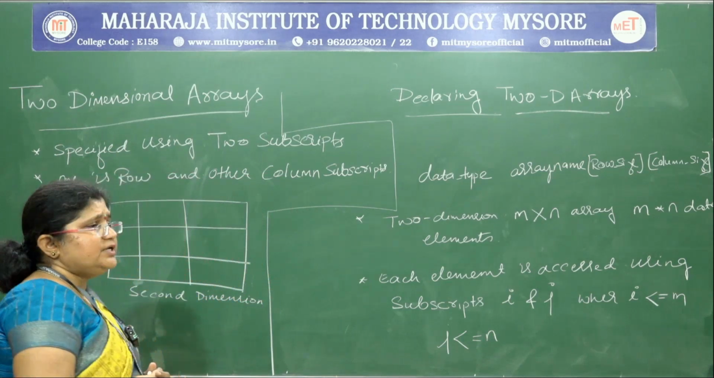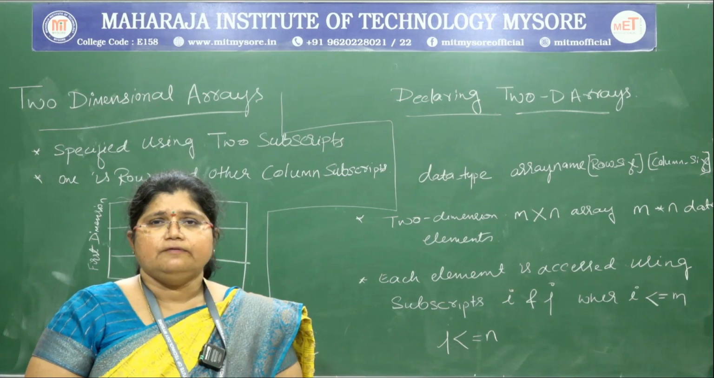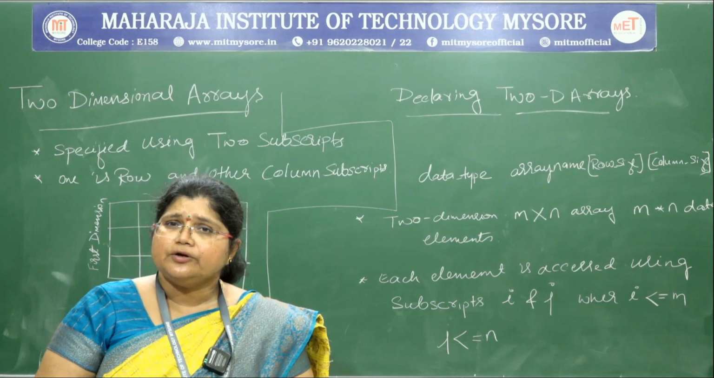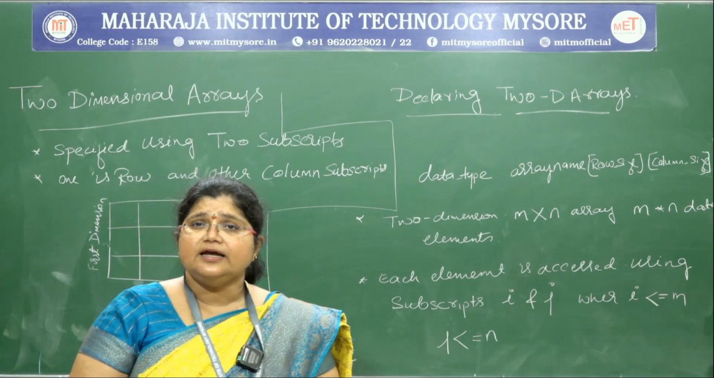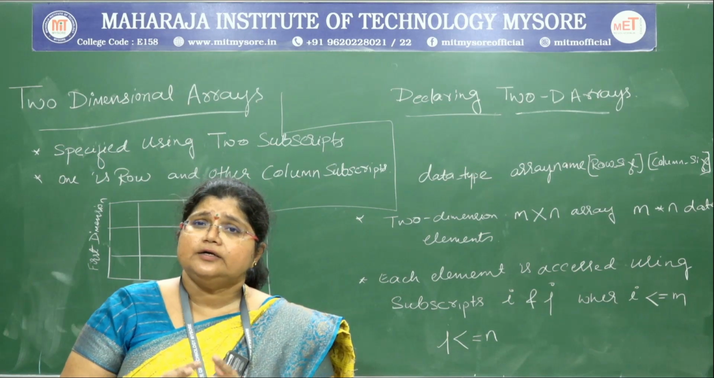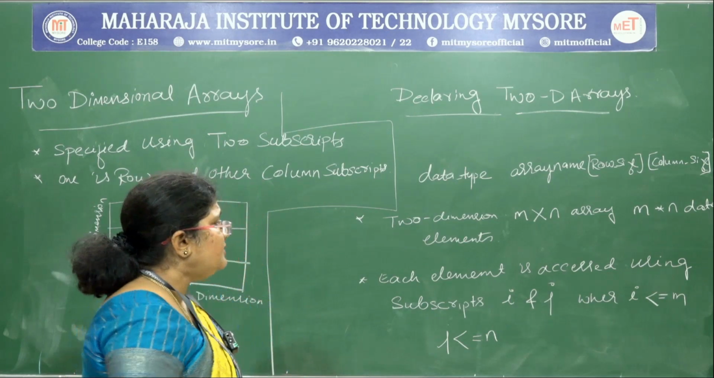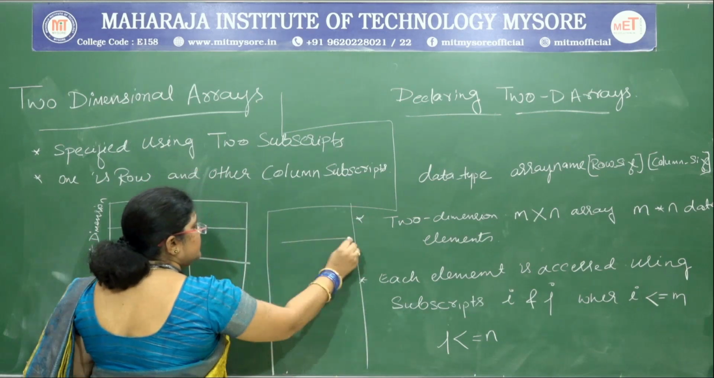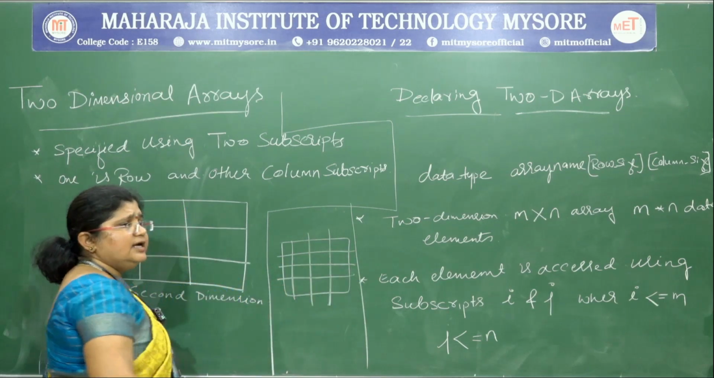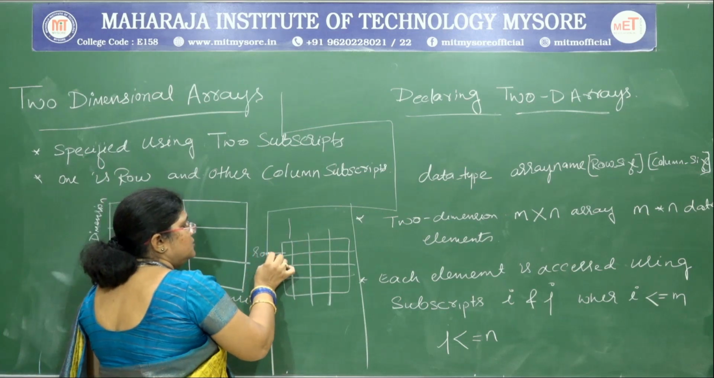Now, let us understand what a two dimensional array is. A one dimensional array contains a single subscript. But a two dimensional array is represented in the form of a table. When you are viewing a table, you access the elements of the table in the form of rows and columns.